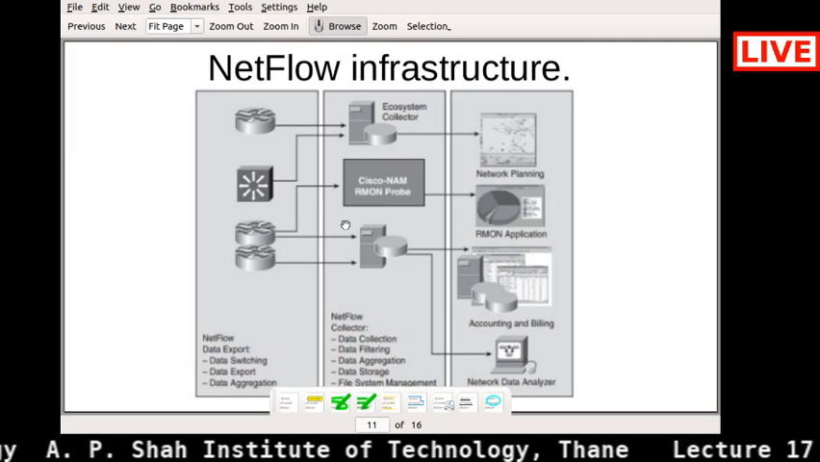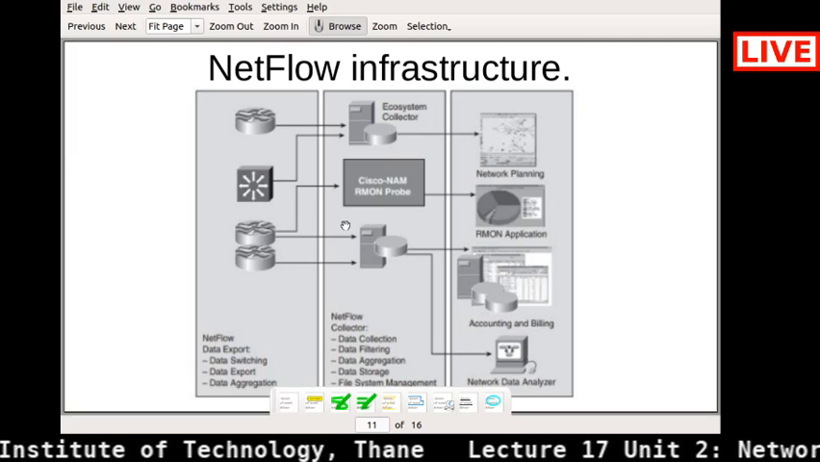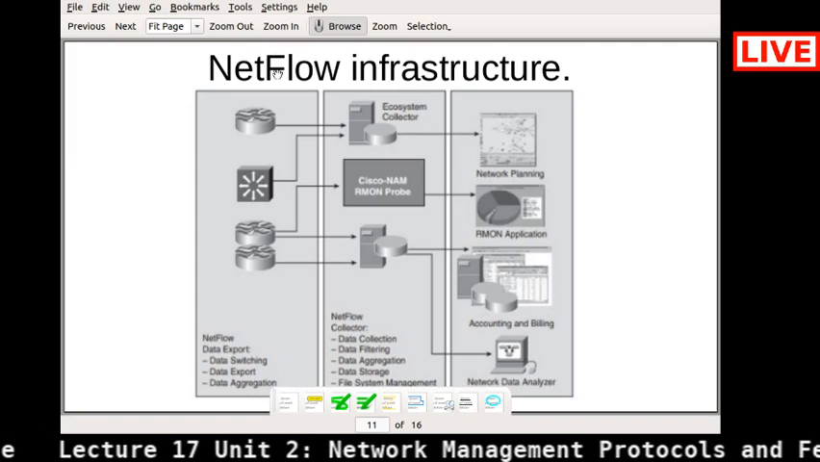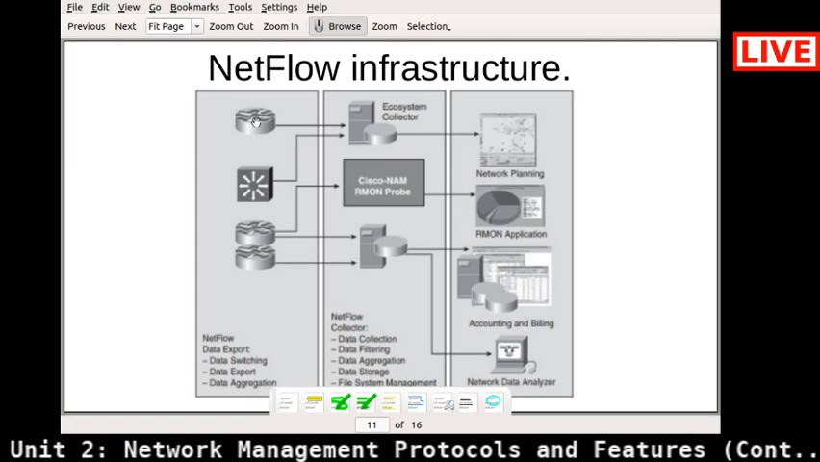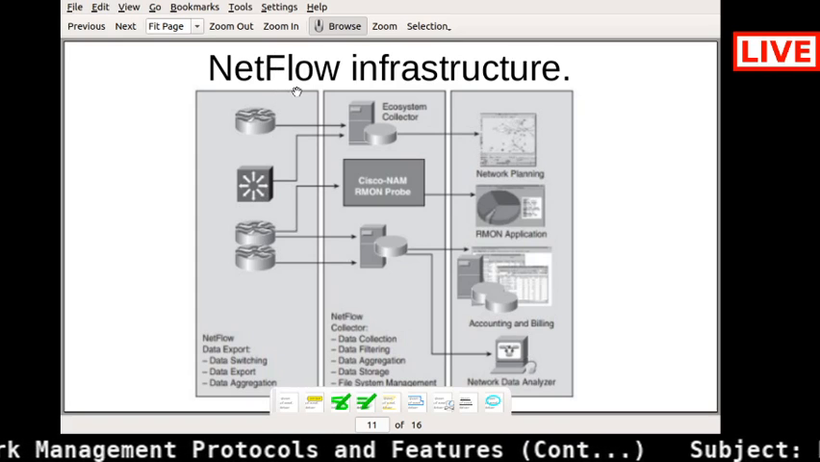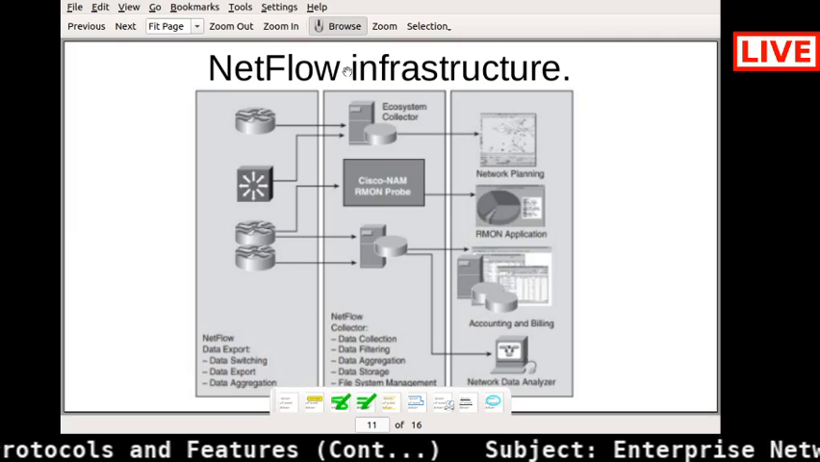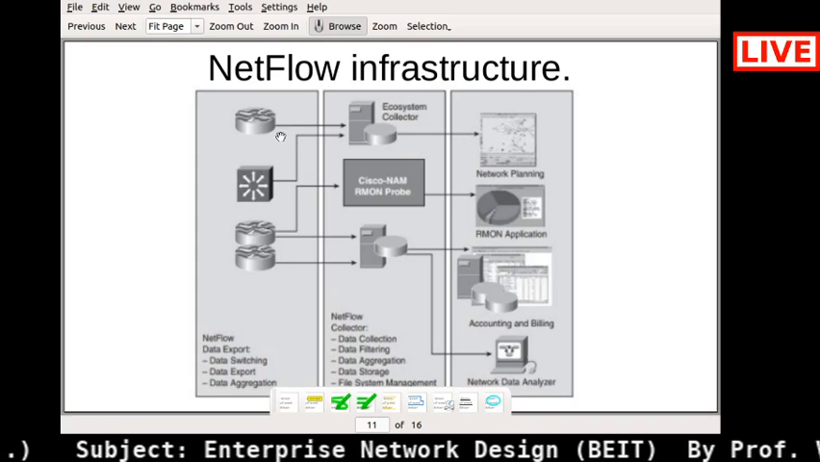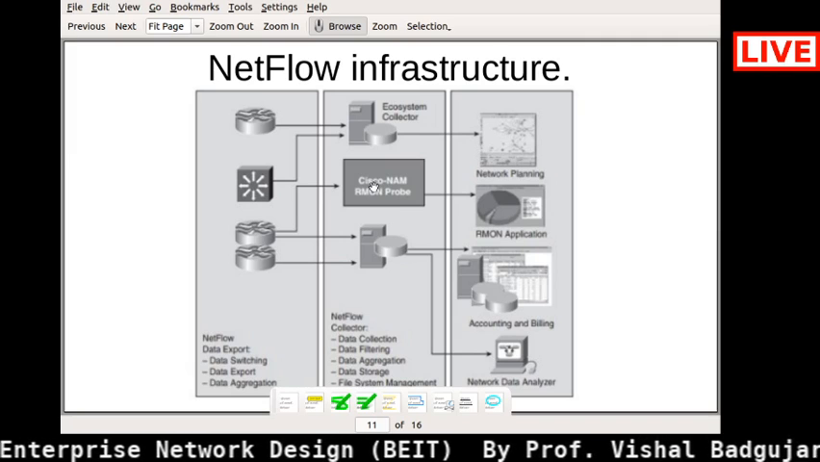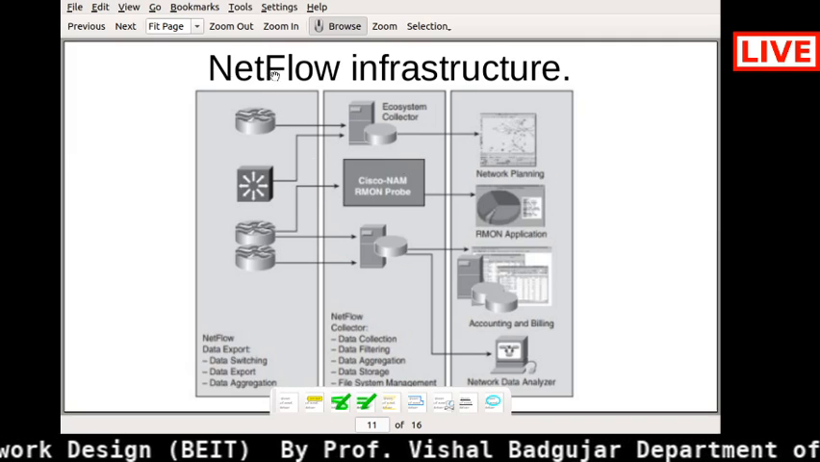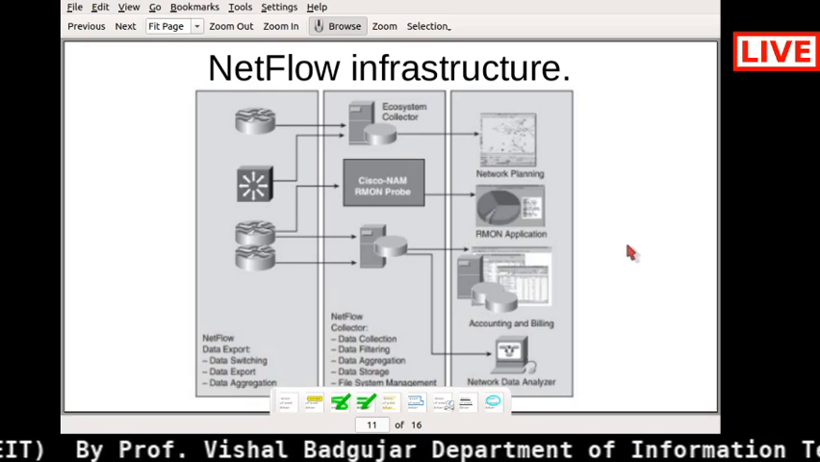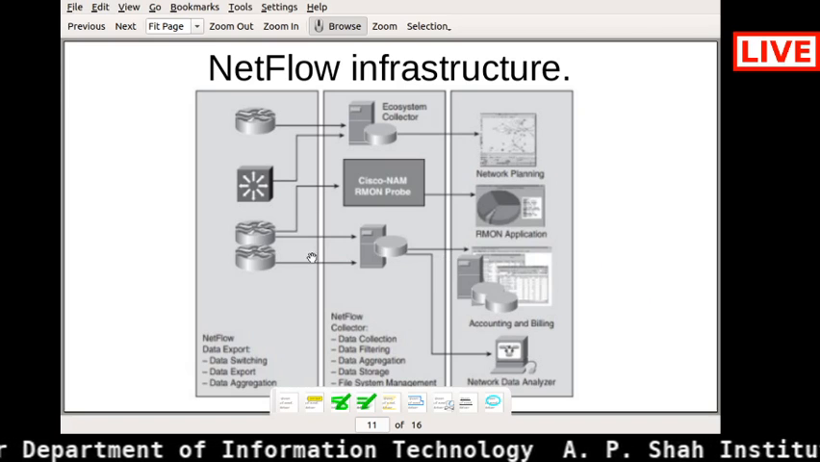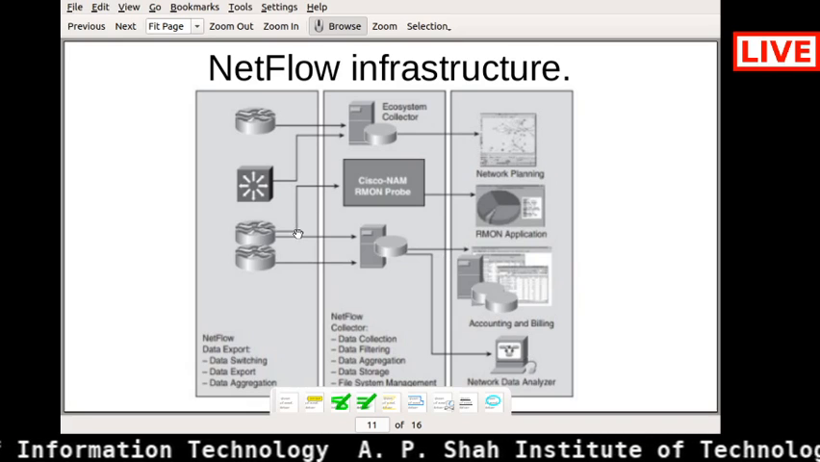So if you consider this particular NetFlow, it will give you all the WH answers, right? WH answers means what, when, where, and how this particular traffic is transferred or flows into that particular network, right? So all the answers will be given by this NetFlow, okay. So what kind of information will it give you, right? It will give you all the network management related information, right?